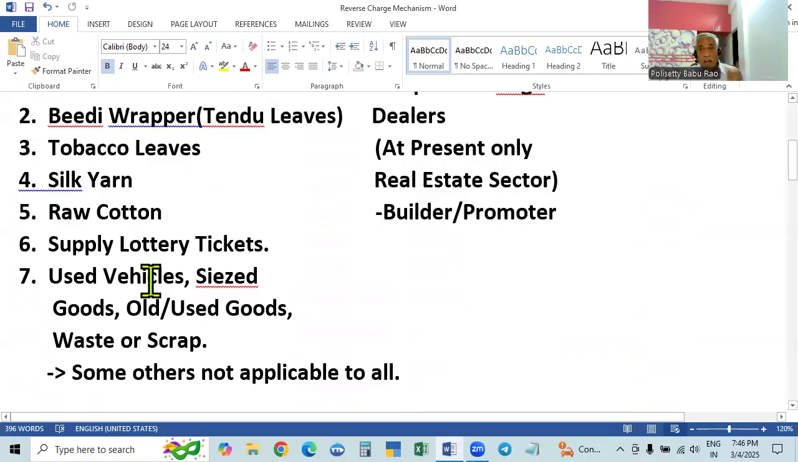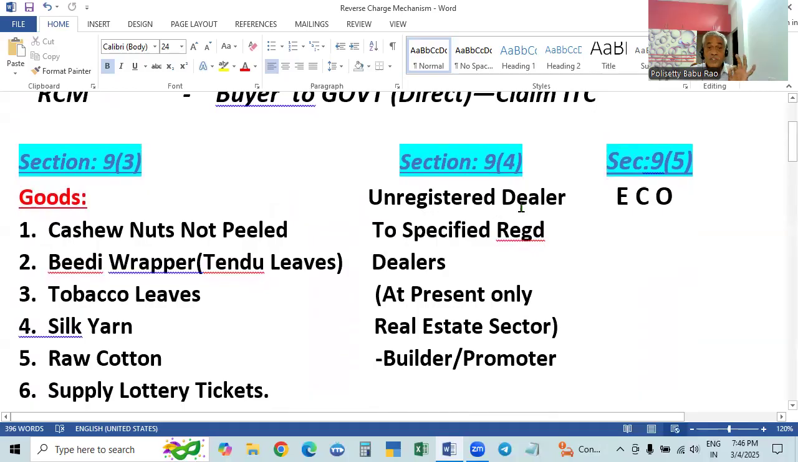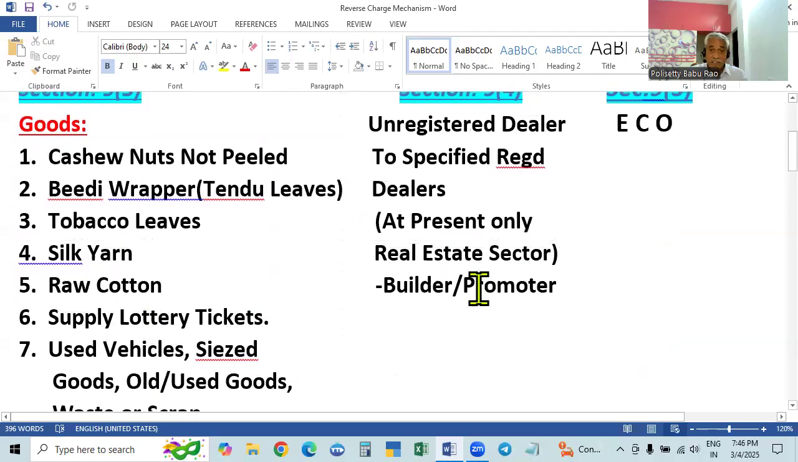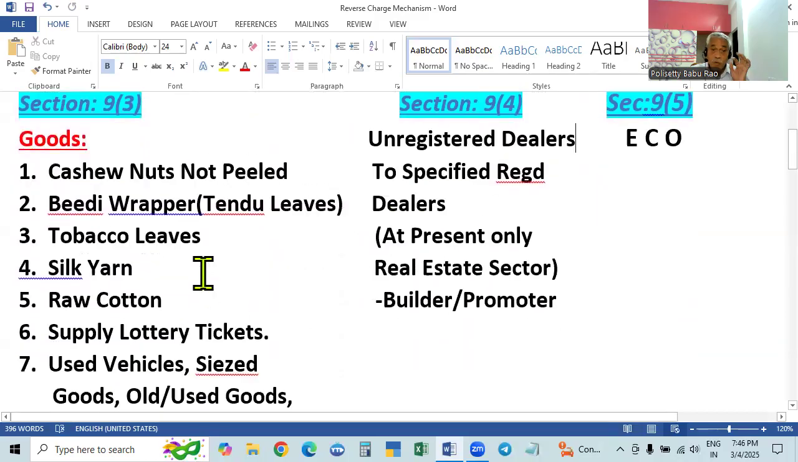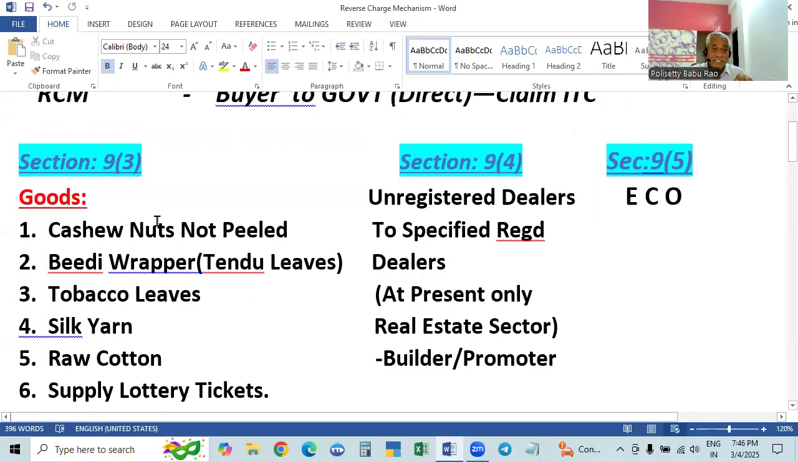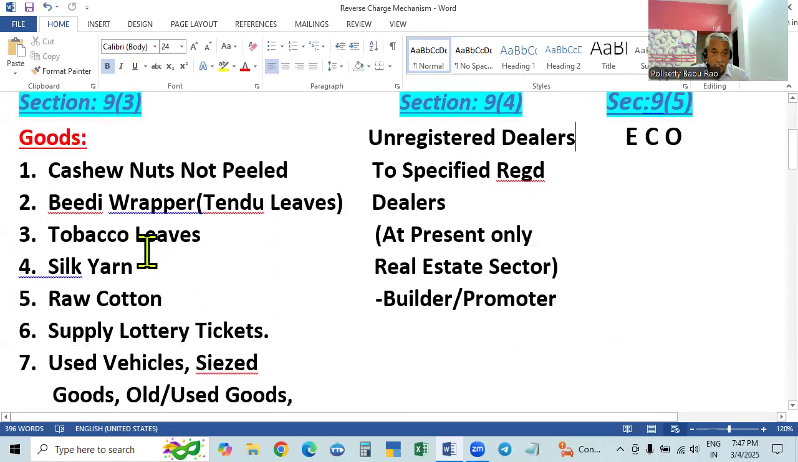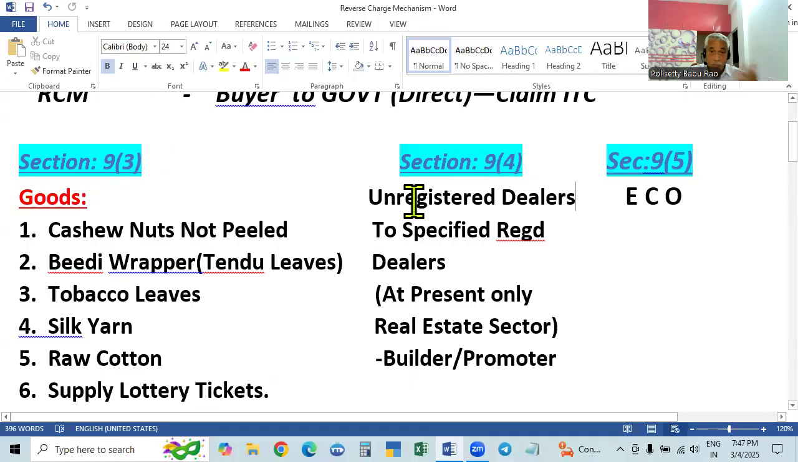Okay, so in these two cases, 9(3) goods and services, the supplier may be registered or unregistered. The second one is Section 9, subsection 4, only unregistered. In the second one, only unregistered dealers are supplying goods or services other than those covered under Section 9, subsection 3. So all other goods or services supplied by unregistered dealers to specified registered dealers.